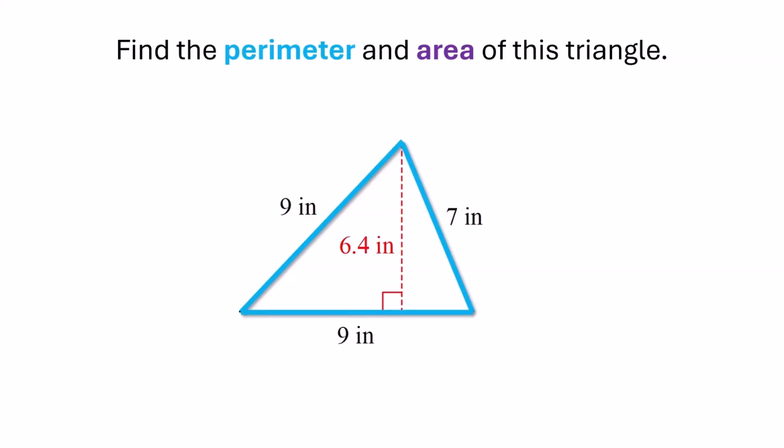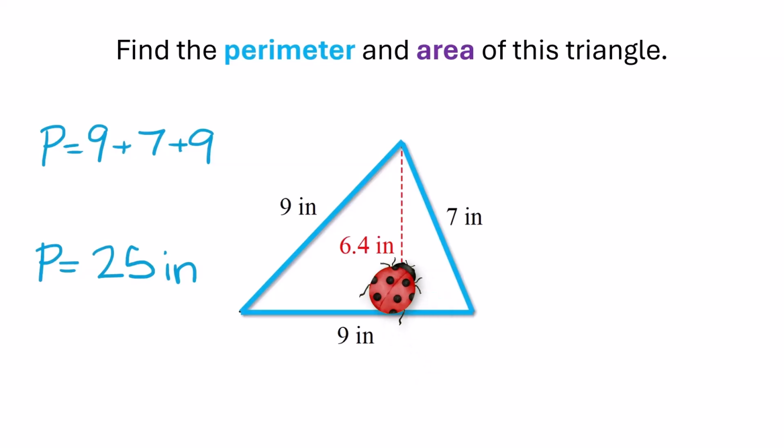So if I wanted to put a fence around that triangle, how much fencing would I need to buy? That doesn't even make sense because I'm talking about inches. Who puts up a fence with inches? So 9 plus 7 plus 9, I am going to need 25 inches of fencing for my ladybug, I guess.